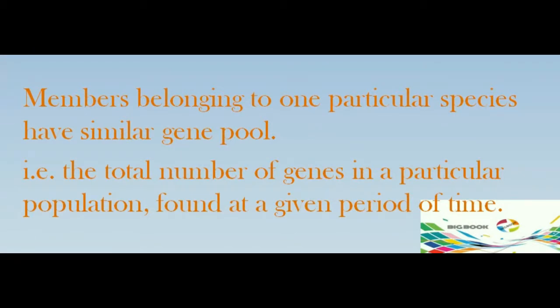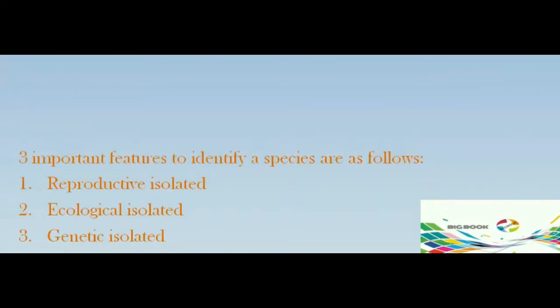Next, the members belonging to one particular species have a similar gene pool. Yes, of course, the human population has a particular gene pool. For example, the Indian population has a particular gene pool because of interbreeding. This gene pool can be bred with other continents also, where exchange of genetic material can take place. But the gene pool exhibits the similar characters of that kind of organism. So members belonging to one particular species have a similar gene pool, that is, the total number of genes in a particular population found at a given period of time.